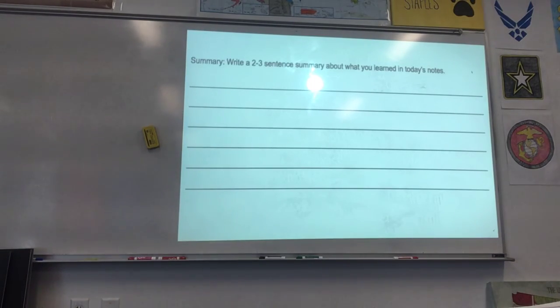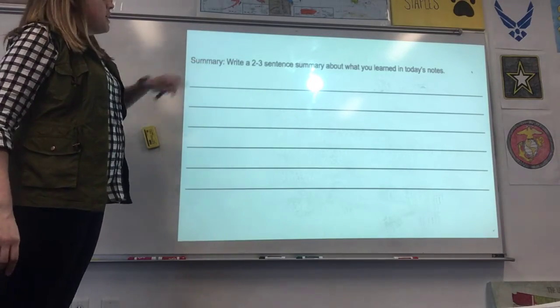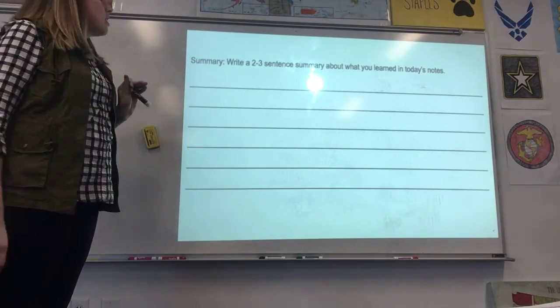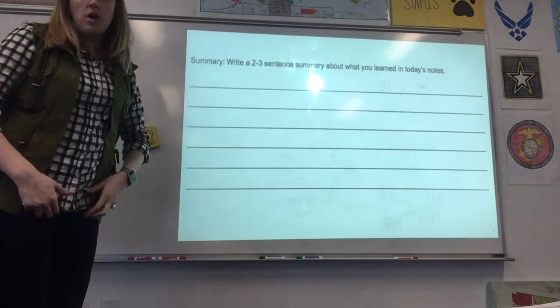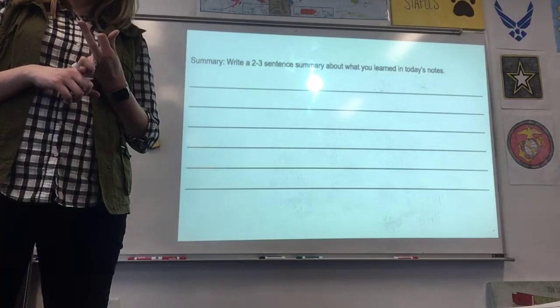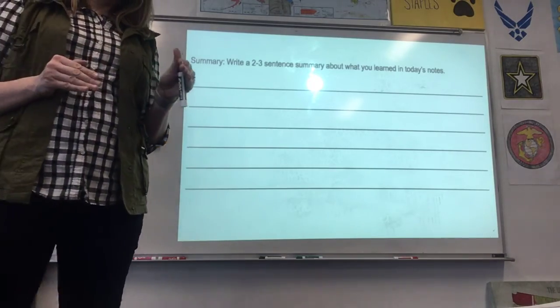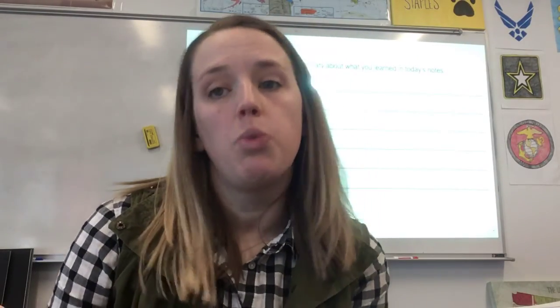Alright, last thing you're going to do for notes, and then when you're done with this for today, you're good. You're going to write a summary, 2 to 3 sentences, about what you learned about in today's notes. Okay? You could talk about the Articles of Confederation, about how they didn't work. You could talk about the Declaration of Independence. Go back into your notes and see if you can find something that was interesting to you or something that you didn't realize. When you're done with that, you're done for today.